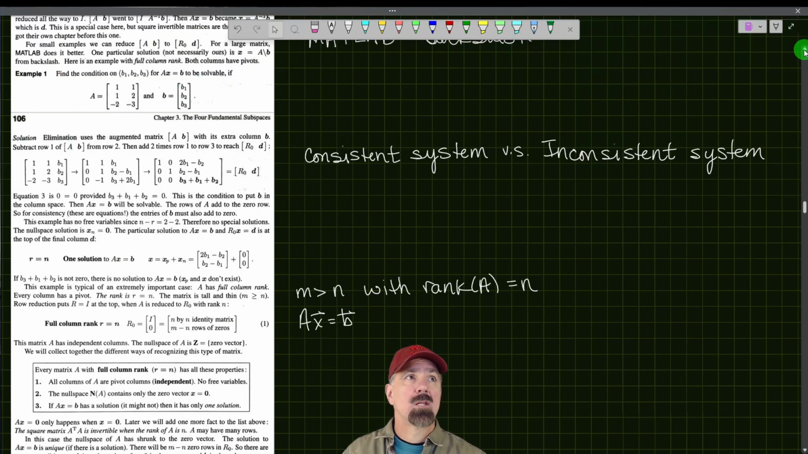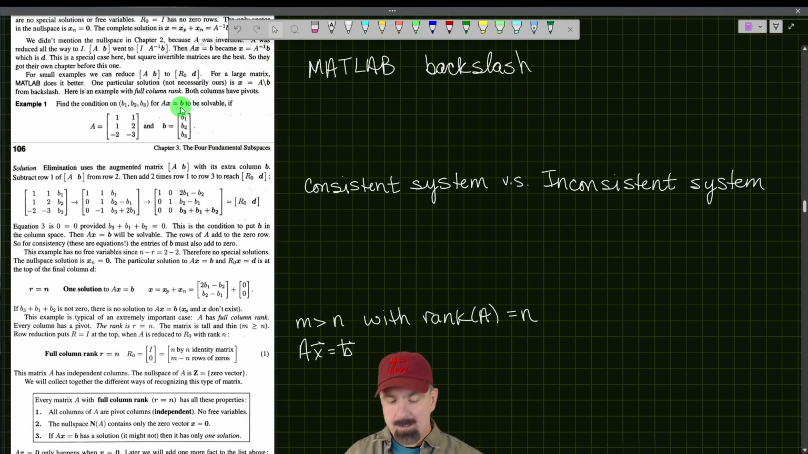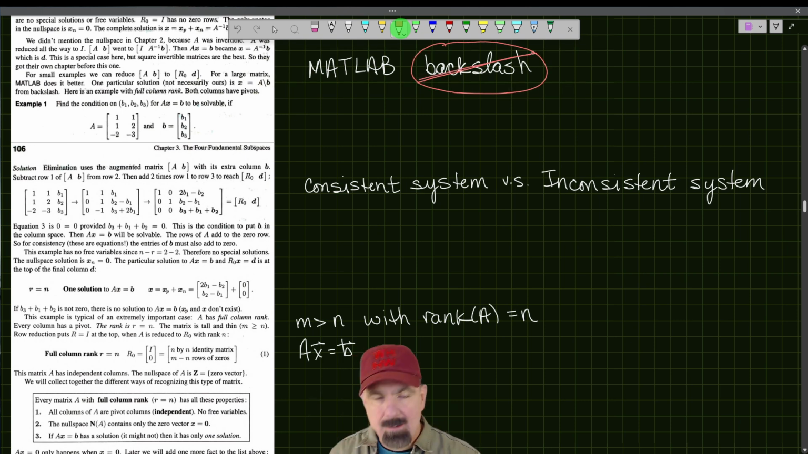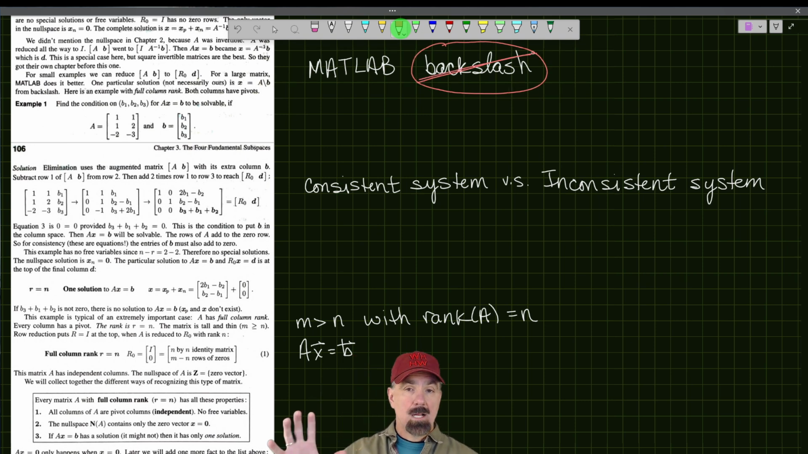A comment about the backslash command. So he talks a little bit about the MATLAB backslash command. And it is our recommendation that you don't use the backslash command. It has a couple of problems. First of all, it's only ever going to give you one solution. Secondly, it can give you incorrect information in the situation where we have matrices that don't have an invertible piece to them.